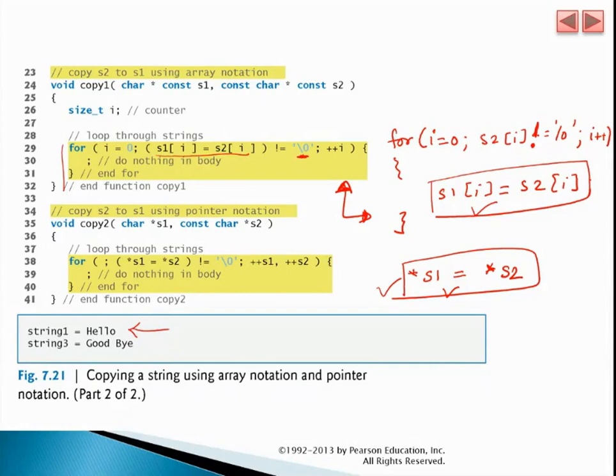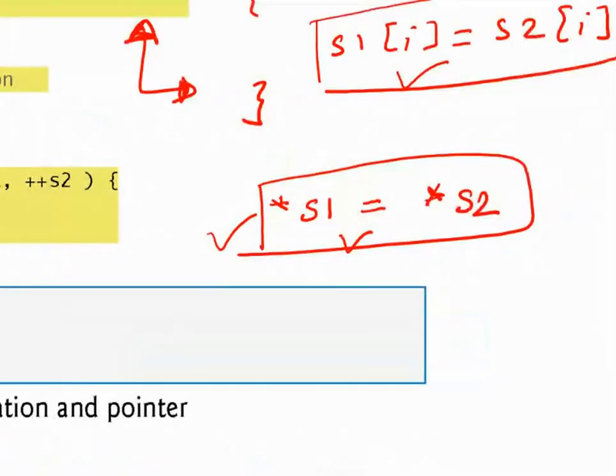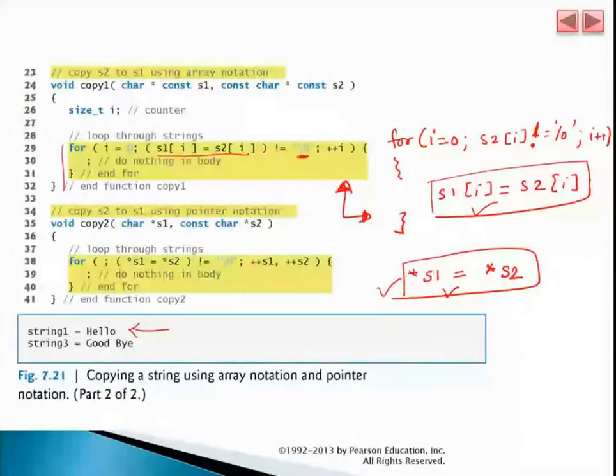Any question in this? In this, please remember you have to increment both the pointers. The counter variable is not there. You have to increase both the pointers and keep on assigning until you get the null character.